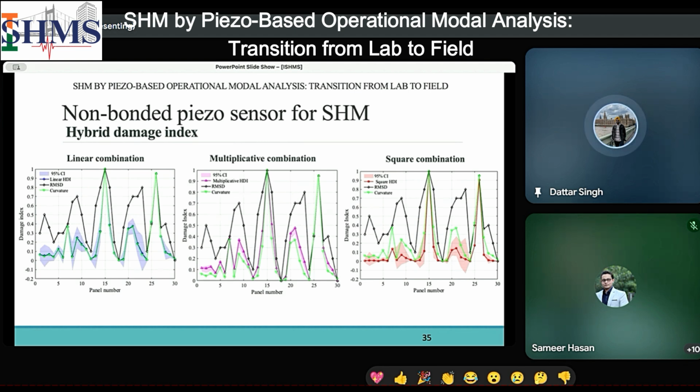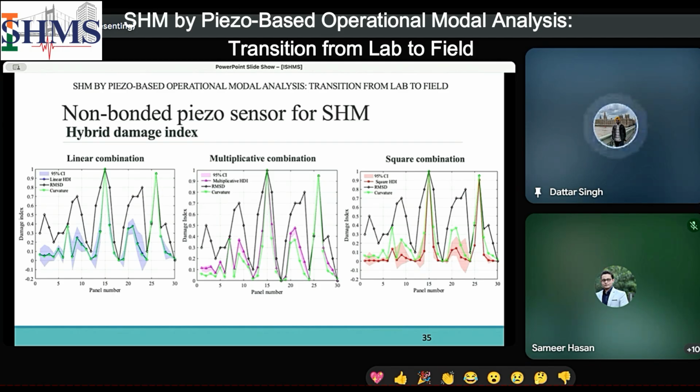Then we have the combination of the square of the RMSD and curvature values. Now, these three combinations are tested on data from damage state 1 and damage state 2, and then the combined damage index is obtained, predicted for damage state 3 based on their values, and then the actual damage index values are compared with the predicted damage index values. When we compare all these three combinations, linear, multiplicative, and square, we can see that the square combination is very effective at reducing the noise at non-damaged elements compared to the other two.